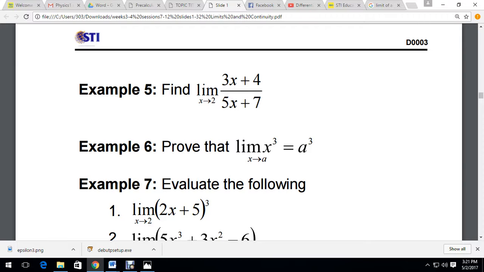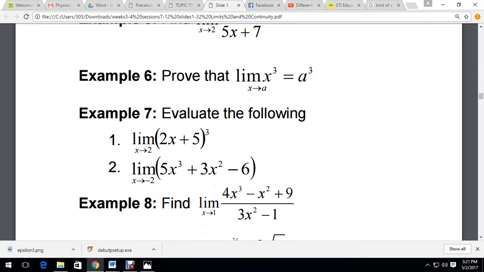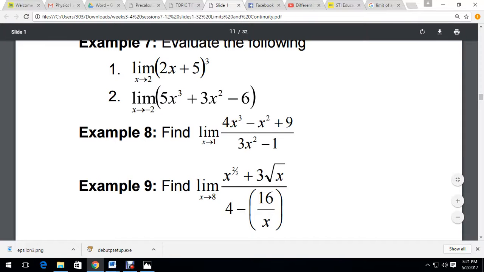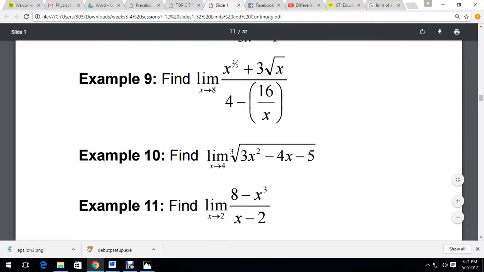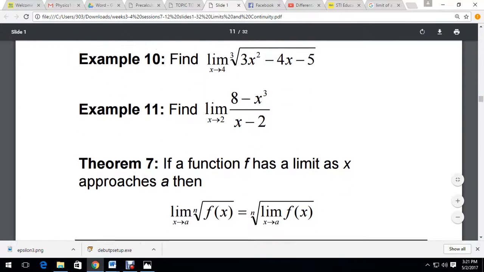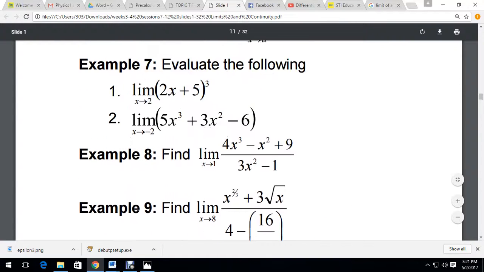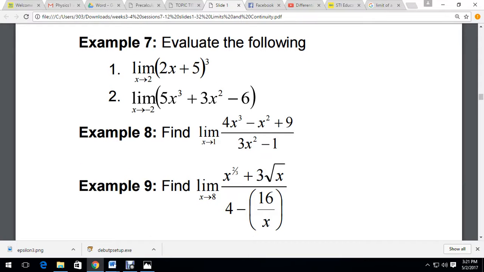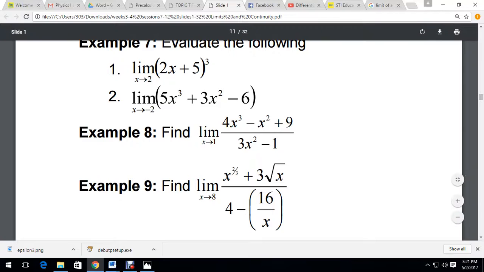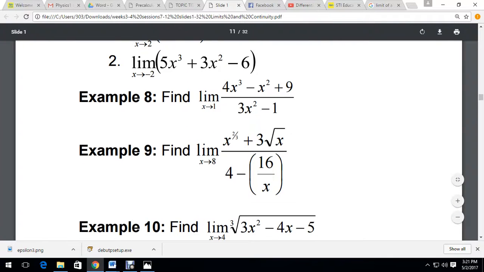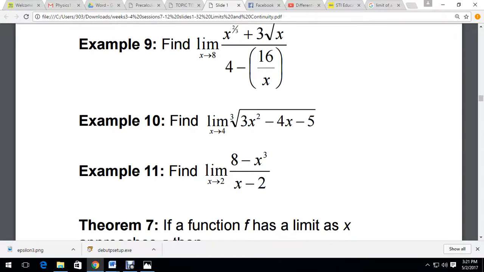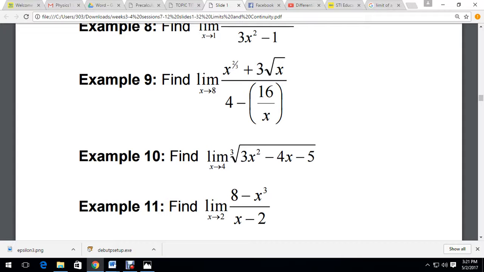Okay, so the limit of x cubed as x approaches a is a cubed. Now for the rest of the examples, example 7, example 8, example 9, example 10, and example 11, I will ask you to treat these as seatwork or part of the problem set. Try to apply the theorems that were presented earlier.